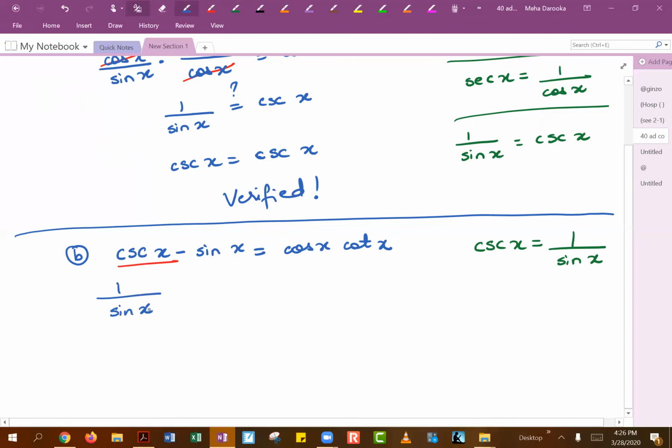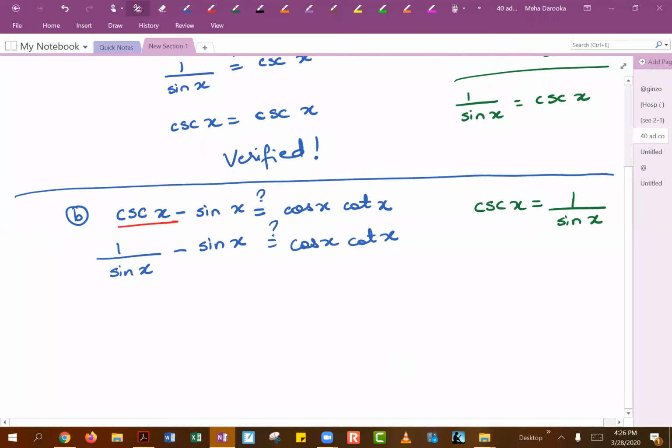1 over sine of x. Since this guy is already a sine function, you can leave it as it is. And of course, our goal is to show that it can equal the right-hand side. So let's leave that right-hand side as it is.